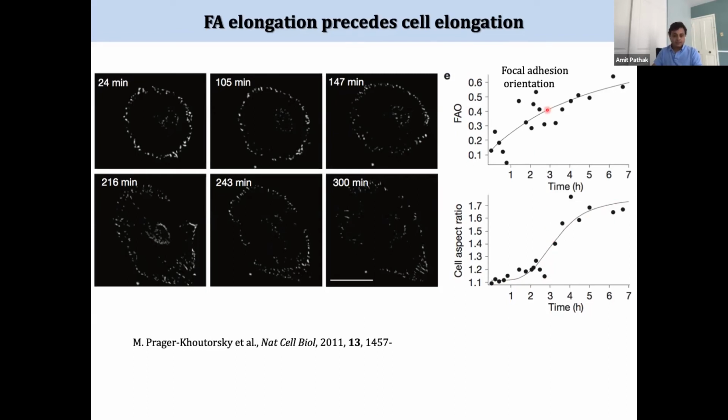So what this simple plotting of data shows is that focal adhesion elongation happens first, and the overall cell responds to it. So it is an inside out or bottom up response as opposed to a top down response. The overall cell shape responds to focal adhesions rather than focal adhesions responding to the cell shape. And so this is an important result as well.